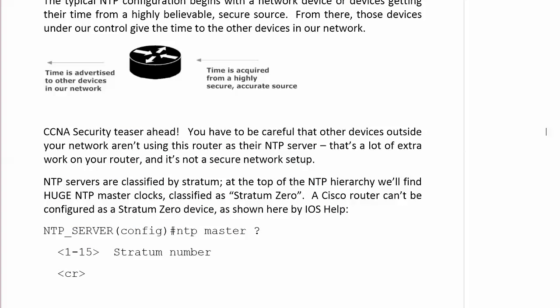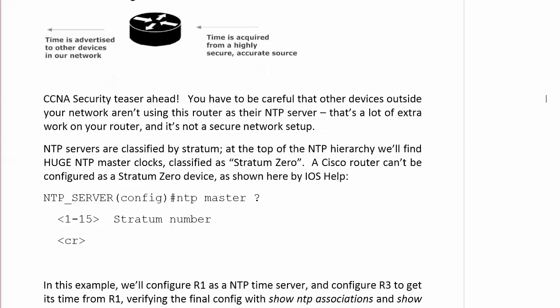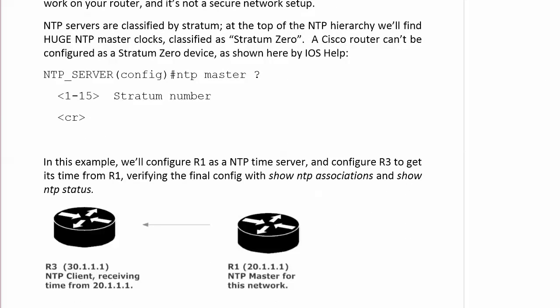Just want to show you a couple of commands and one classic gotcha to look out for. What we're going to do is configure R1 as a time server. We're going to make it the master for this network, because the NTP server command can be a little misleading. What we've got then is router 3 at 3111 receiving its time from 2111.